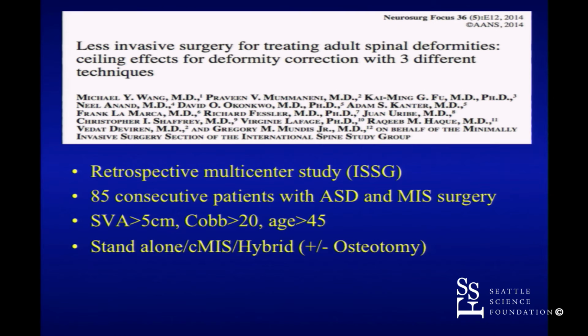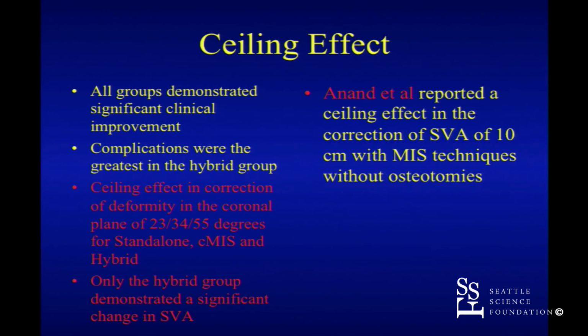So there's something called a ceiling effect. There was the International Spine Study Group. They wrote a bunch of papers recently from their pool of patients that they've collected, and this was a retrospective multi-center study. And they found that, they looked at 3 types of surgeries. They looked at the standalone laterals, circumferential MIS, and a hybrid group. And they found that there's a ceiling effect, no matter what technique you use, for how much correction you can get, both in the coronal and sagittal plane.